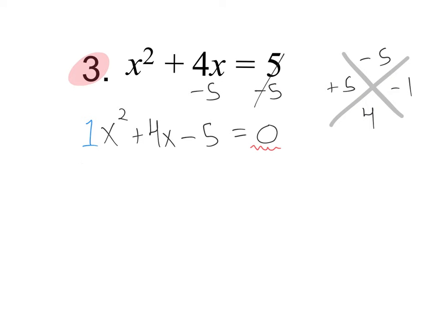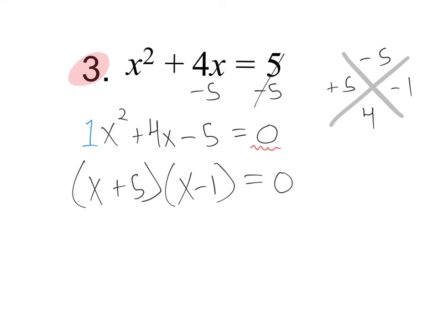So remember, we're going to take those factors, plug them in the parentheses with our variable. So we have x plus 5 and x minus 1 as the two factors that are being multiplied to equal 0. And once again, right, these numbers are just coming from that x method.